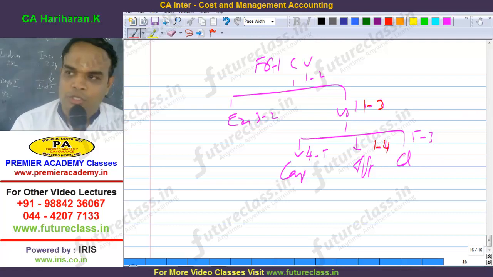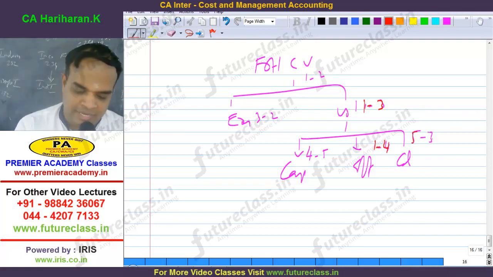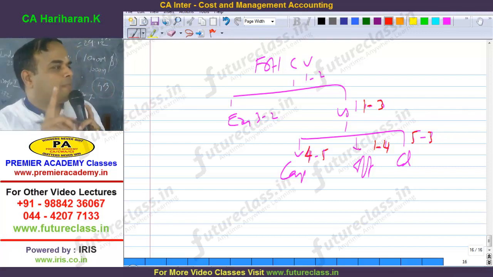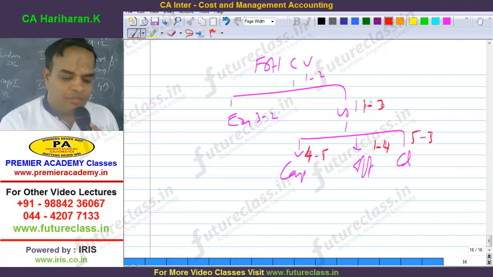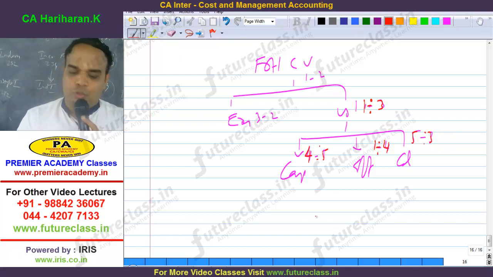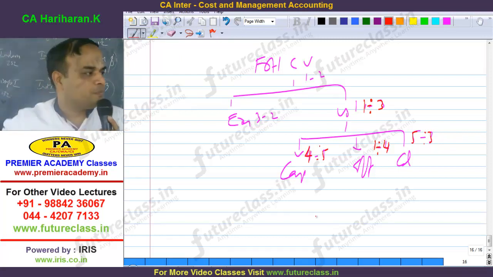1 minus 4 is equal to, 5 minus 3 is equal to, 4 minus 5 is equal to. If you are going to subtract, that's the variance. If you are going to divide, that's the ratio. Volume ratio 100 by 3. Efficiency ratio 100 by 4. Calendar ratio 500 by 3. Capacity ratio 400 by 5. Ratio also over. You know to mark up the formula for ratio.